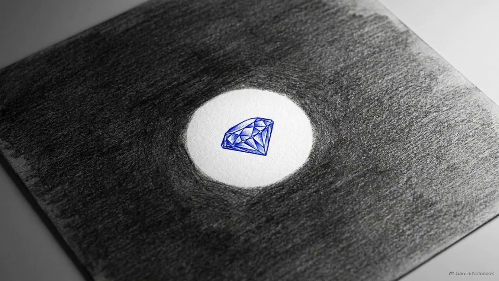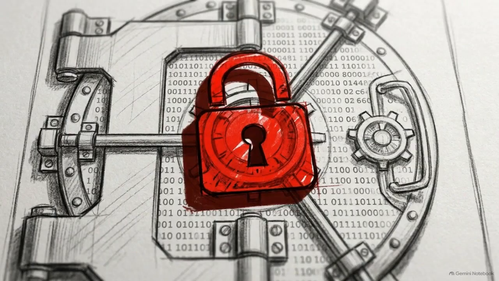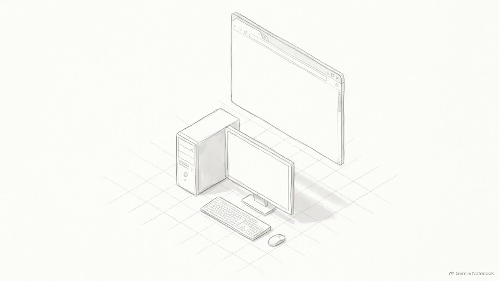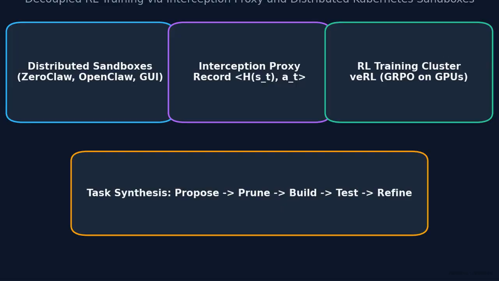A final barrier restricts reinforcement learning in domains outside of raw coding, such as desktop GUI operation and live web browsing: a severe shortage of reproducible training sandboxes. To solve this data scarcity, OpenForgeRL implements an automated 5-stage task synthesis pipeline that mimics human curation.